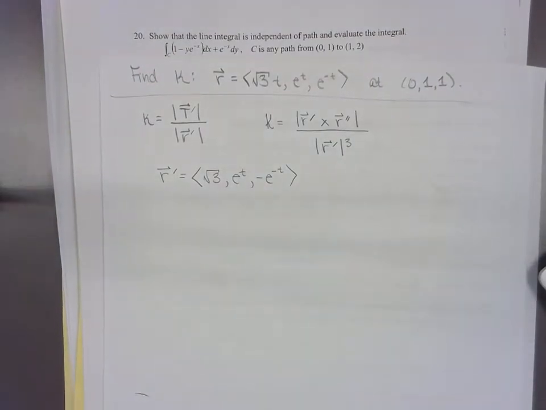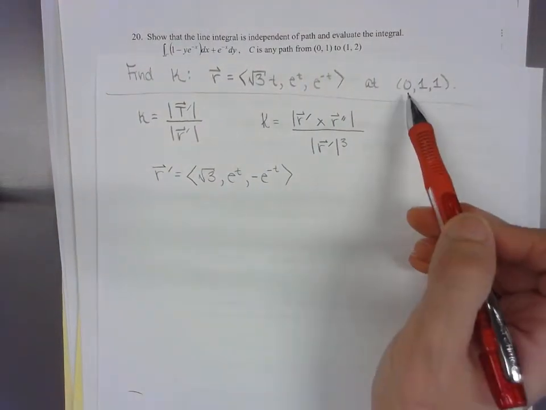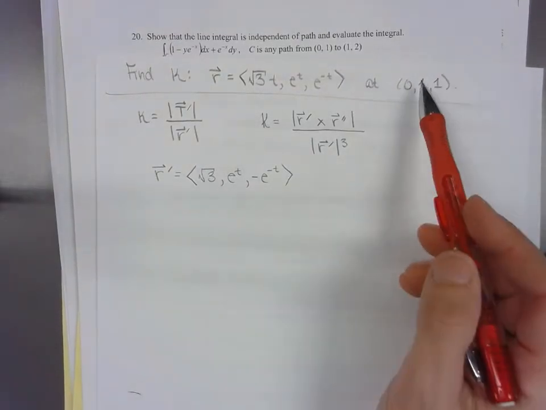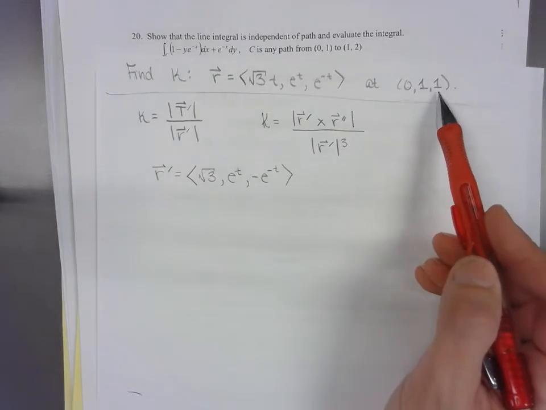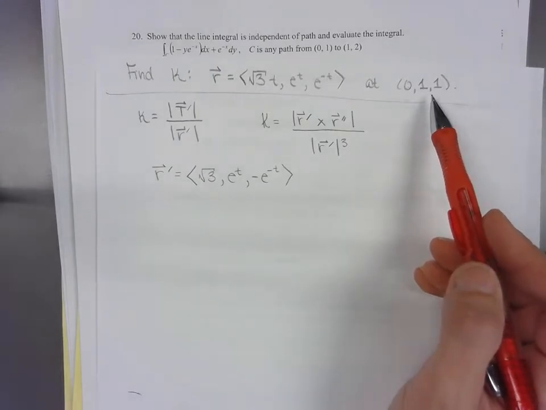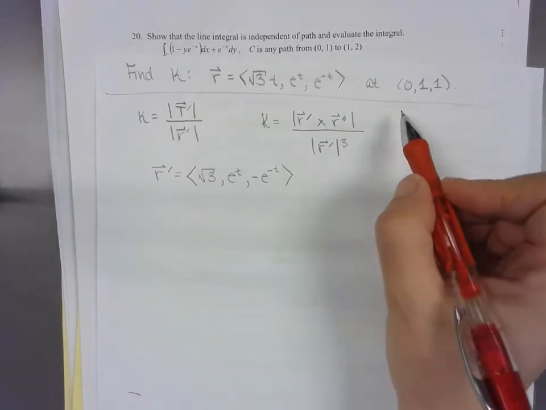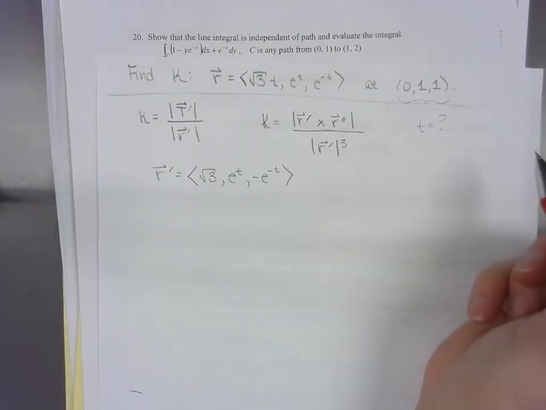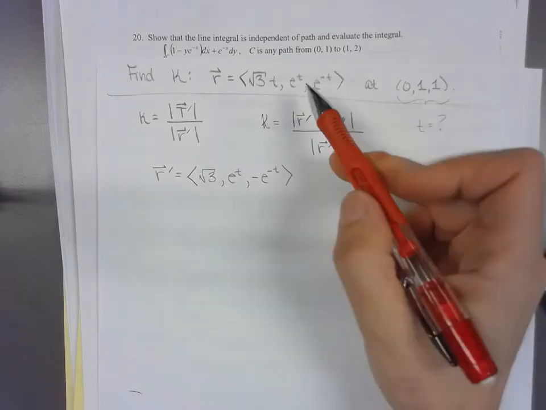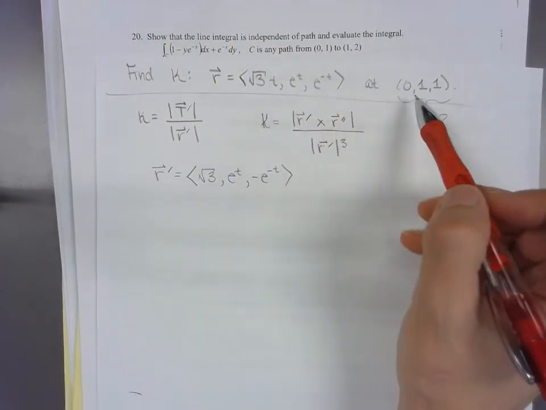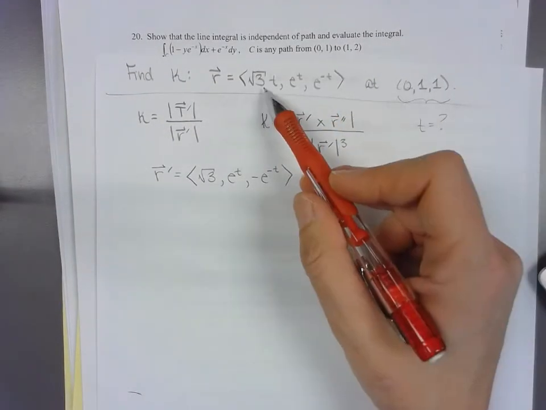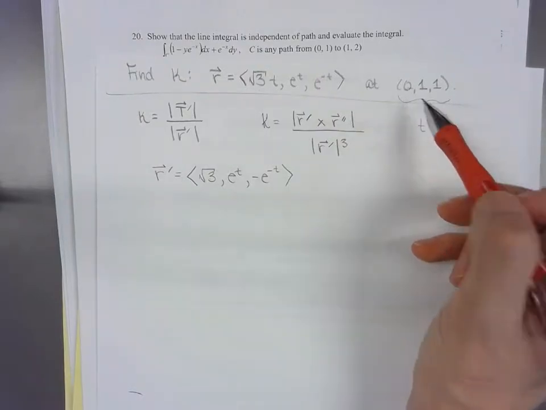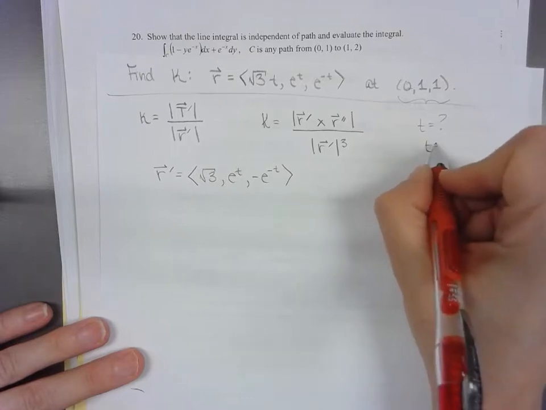Okay, they tell us the point where we should do it, but this is x, y, z. I need to know what t is, right? So if this is the point, what's t? 0, right? You can just look at the first component. The x has to equal 0. Well, the only way square root of 3 times t is equal to 0 is if t is equal to 0, right? So we're doing this all at t equals 0.